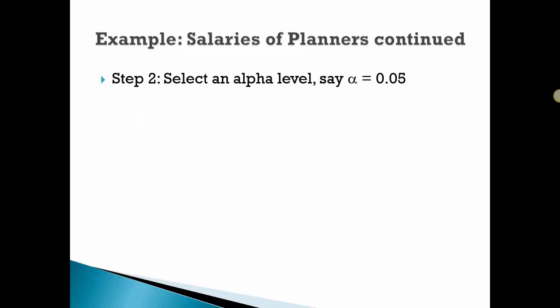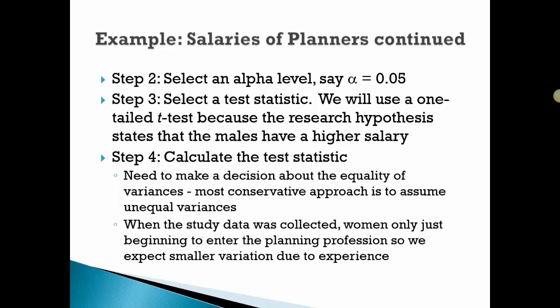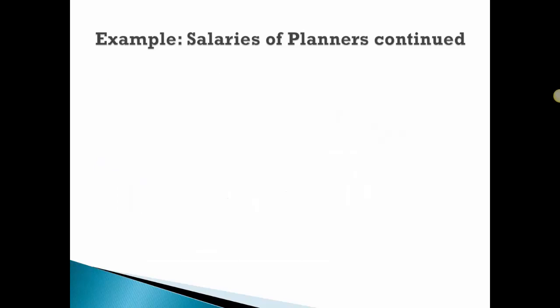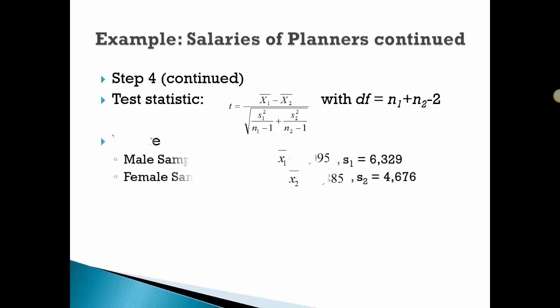So the second thing we do is pick an alpha level, generally alpha of 0.05. Select a test statistic. In this case, we're going to use a one-tailed t because the research hypothesis states the males have a higher salary. And we're going to calculate the test statistic, and again, we'll generally use Minitab to do our calculations here. Here's the formula for the test statistic, and this is assuming that the variances are equal, and the degrees of freedom are n1 plus n2 minus 2.